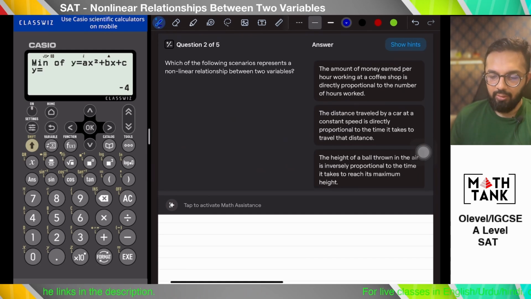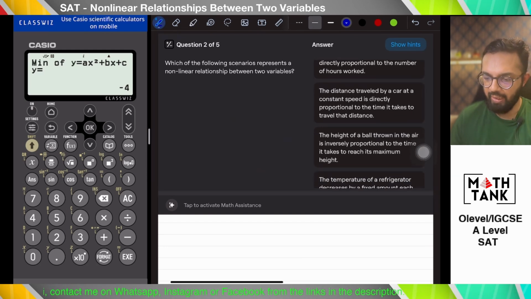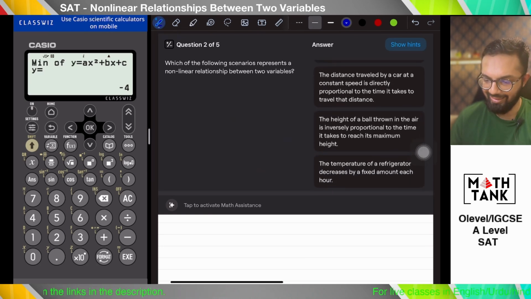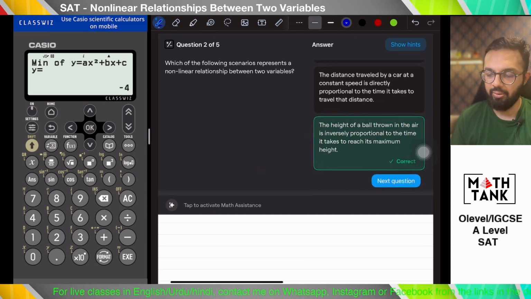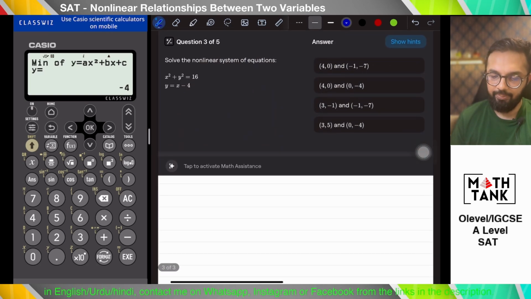I'm using symmetry instead of equations. Which of the following scenarios represents a nonlinear relationship between the two variables? The amount of money earned per hour working at a coffee shop is directly proportional to the number of hours worked. That's a linear relationship. Direct relationships are usually like that. The distance traveled by a car is directly proportional to the time it takes. Again, that's a linear relationship. The height of the ball thrown in the air is inversely proportional to the time it takes to reach its maximum height. Okay, so whenever you have inversely proportional, it's a rational expression, so that should be the answer then.